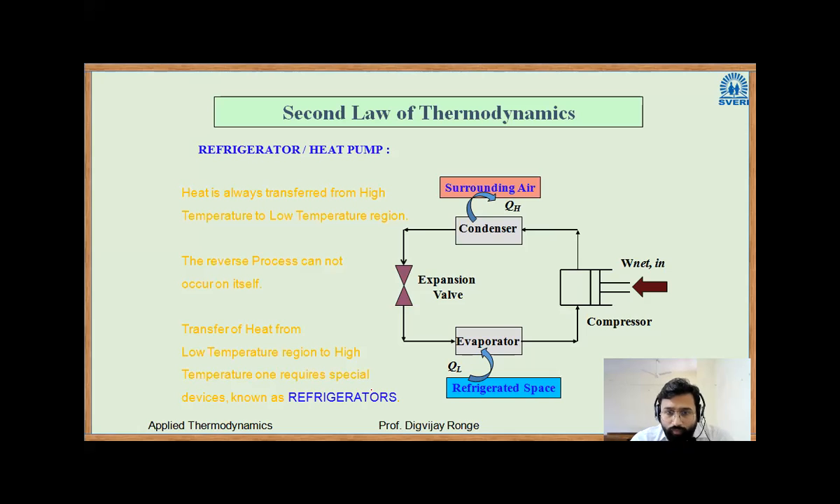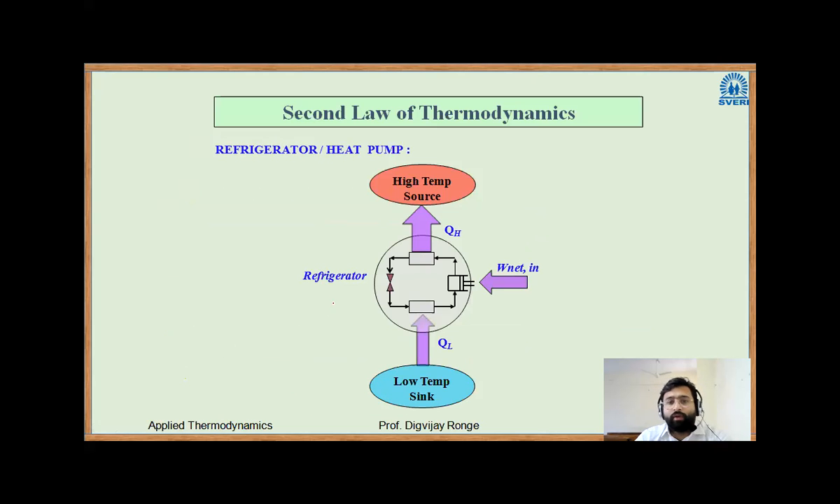Okay. So for this, we have the Clausius statement, which says that in order to transfer heat from a lower temperature reservoir to a higher temperature reservoir, we need some external work. Without external work, you cannot transfer heat from low temperature to high temperature. That is the Clausius statement. Heat is always transferred from a high temperature to a low temperature region. The reverse process cannot occur on its own. Transfer of heat from a low temperature region to a high temperature one requires special devices known as refrigerators.